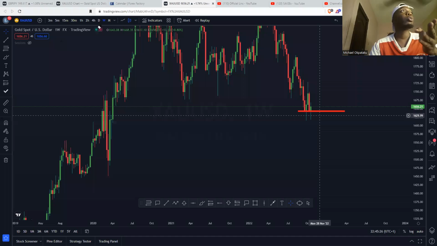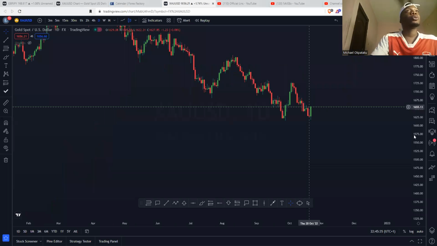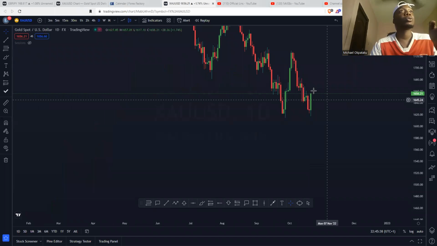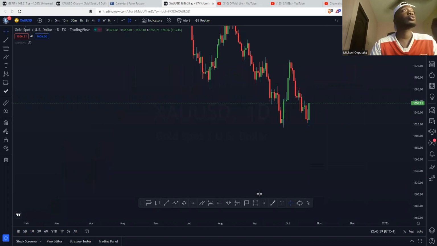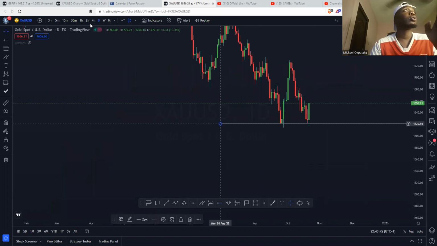Now we'll go to our daily time frame and check what the daily is doing. On the daily time frame, we can see the daily ended bullish as well, due to Friday. Friday pushed the price, and this is a bullish candle. Now we go to our 4 hour time frame and walk this through.